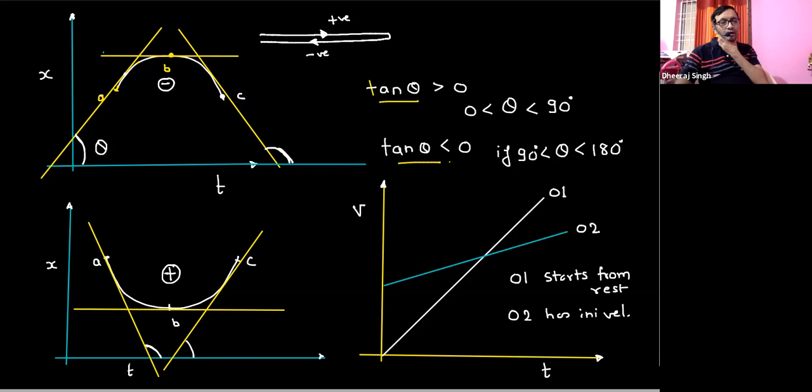What else? Object 1 has greater acceleration. How can you say that it has greater acceleration? This angle is more than that angle. So tan of greater angle will be greater. So object 1 has greater acceleration compared to object 2. Getting it? Clear to all of you? And that's all we can infer. That's all.